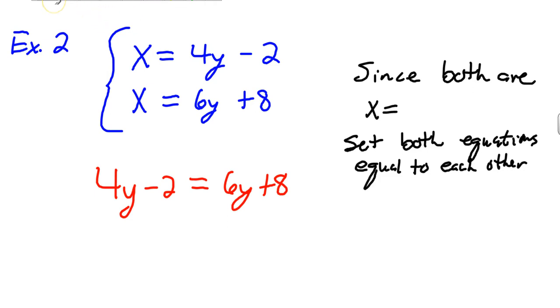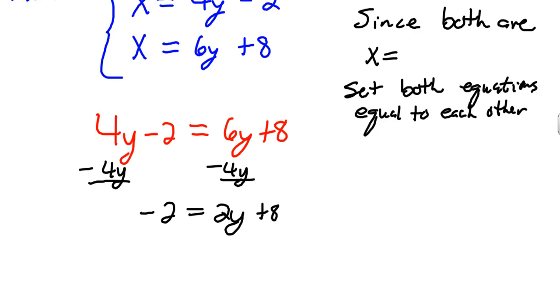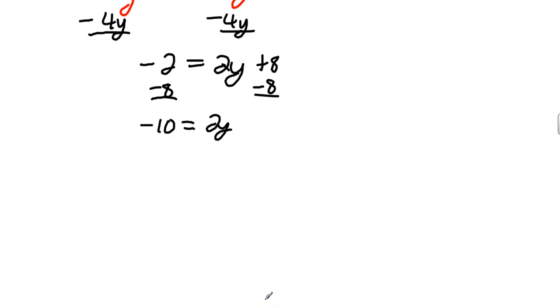Okay, so from here, you're getting the y's to one side and the constants to the other. It doesn't matter really which way you put it. I'm going to subtract 4y from both sides. So we've got negative 2 is equal to 2y plus 8. Subtract the 8. So we've got negative 10 is equal to 2y, and divide. So we get that y would equal negative 5.